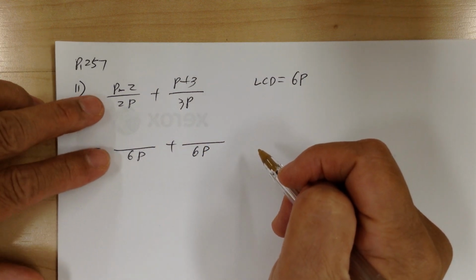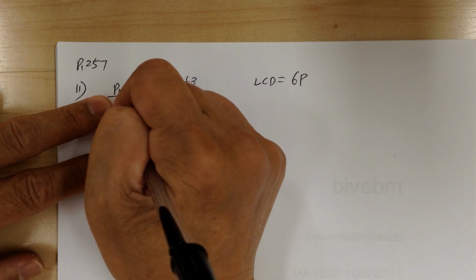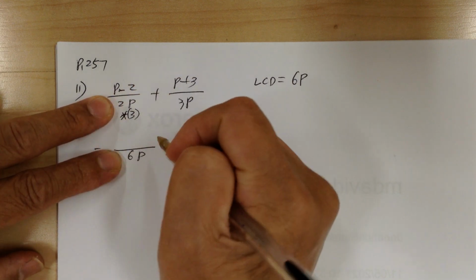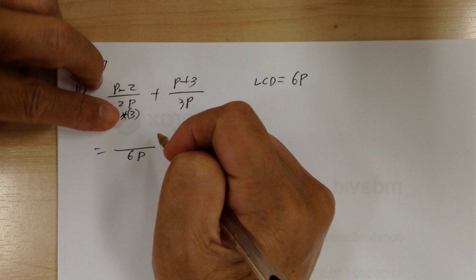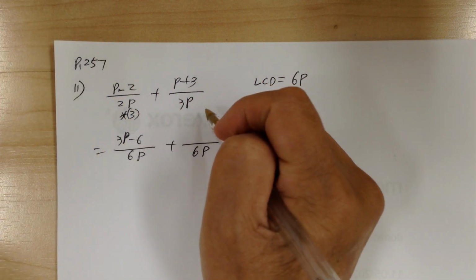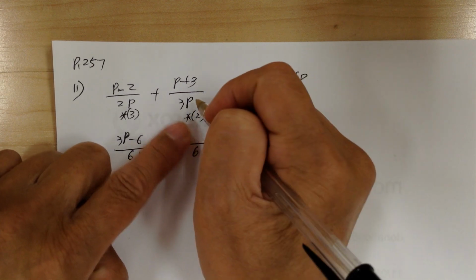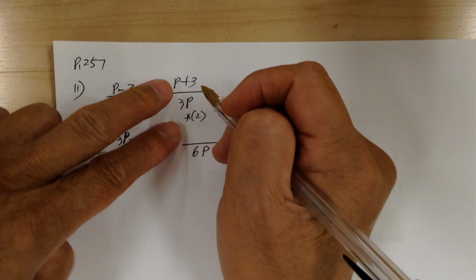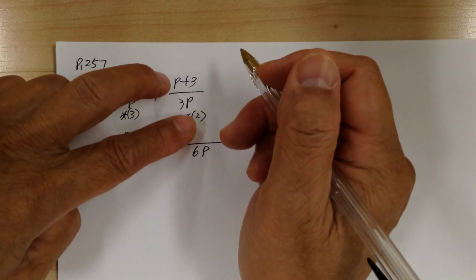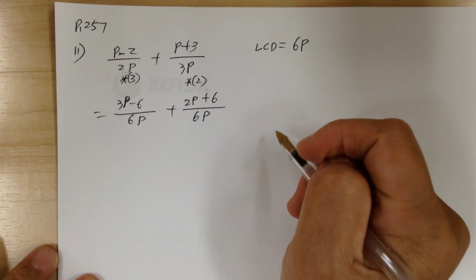And then step 3, you're going to figure out how you're going to get from here to here. So you need to multiply by 3. When you multiply by 3, this will give you 3p minus 6. Same thing over here. From here to here, you need to multiply by 2. So when you multiply the bottom by 2, you have to multiply the top by 2. So when you multiply, you're going to get 2p plus 6.